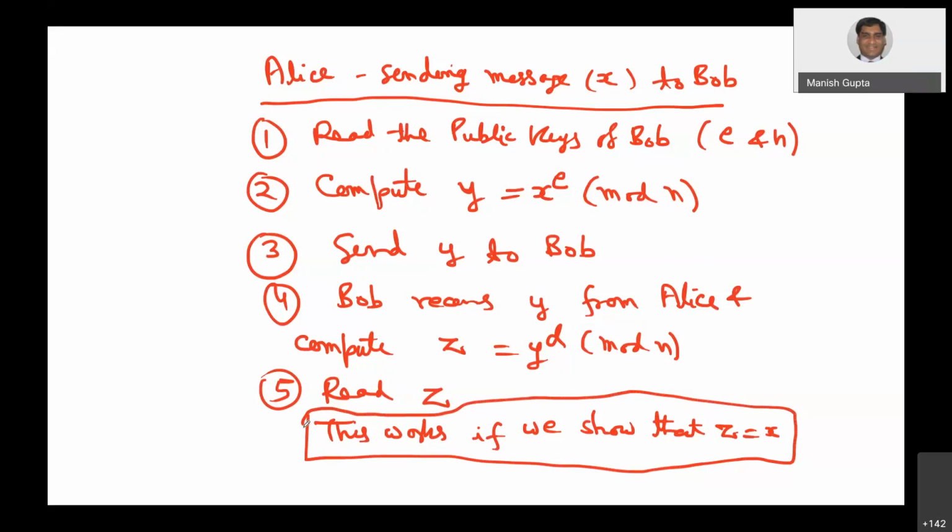Good. So now you understood the basic idea: how Bob has done a preparation of public keys E and N. Then Alice is sending a message X to Bob. We compute Y, which is X raised to power E modulo N, send Y to Bob. Then Bob is raising Y to power D and storing it as Z, right? I will show you now that Z is nothing but actually X. And so that means this algorithm is working perfectly fine. So let us see that.